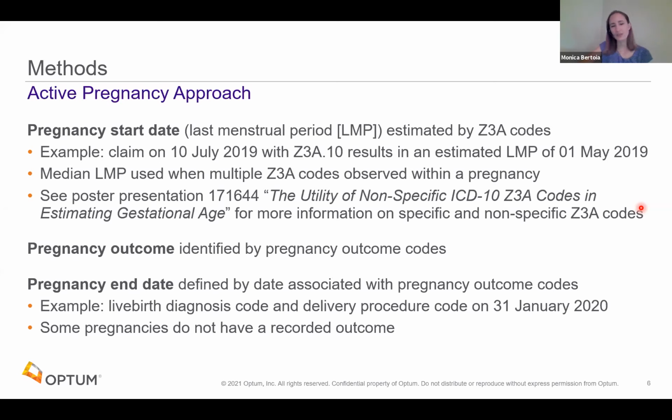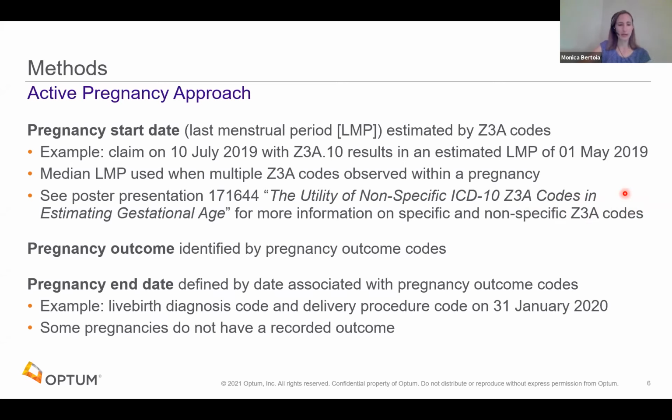Often you'll expect many women are going to have multiple Z3A codes throughout the course of their pregnancy. In these situations, we identified all Z3A codes for a pregnancy. We estimated the LMP based on all Z3A codes, and we used the median LMP for that pregnancy as the start date. And there are some non-specific Z3A codes. We have a poster here at ICPE that goes into the utility of using those codes to estimate LMP.